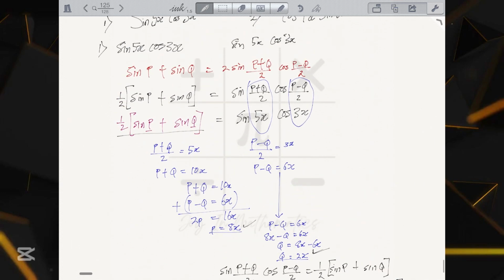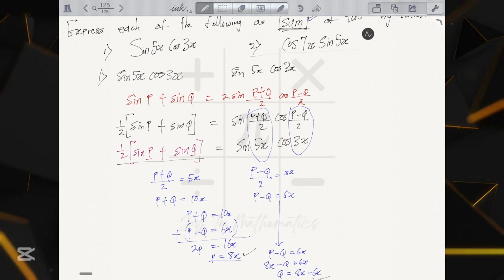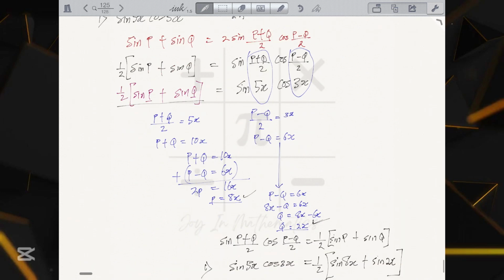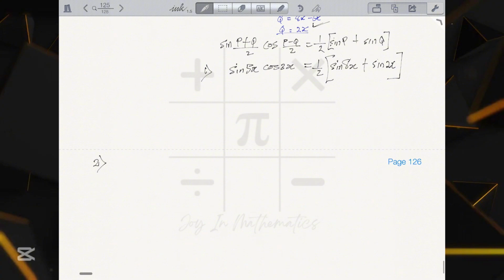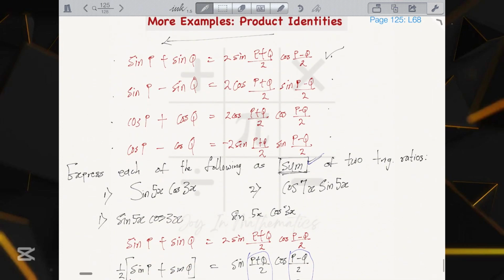Let's move on to the second question, where we have cos 7x sine 5x. Question number 2, cos 7x sine 5x. Now, in this case, we have the order of cos followed by sine. If we come back to our formula, here we have sine cos, here we'll have cos sine, cos cos, sine sine, and we are looking for what? Cos sine. So we are going with the second.